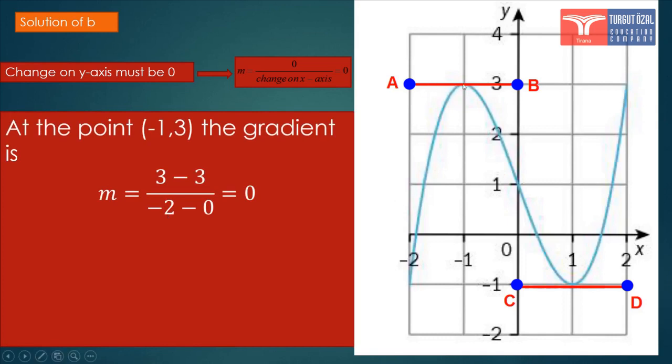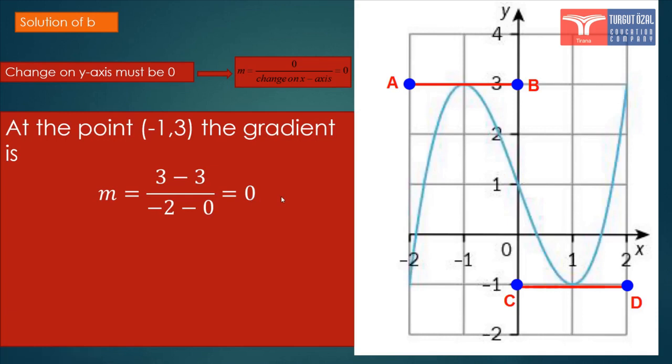And we see here that the tangent line can be drawn horizontally at the point x equal to -1, which is this point here. And if we draw the tangent line and pick any 2 points again, point A and point B, the coordinates of the point A are (-2, 3), and the coordinates of the point B are (0, 3), then if we find the gradient, it will be (3 minus 3) over (-2 minus 0), which gives us 0.